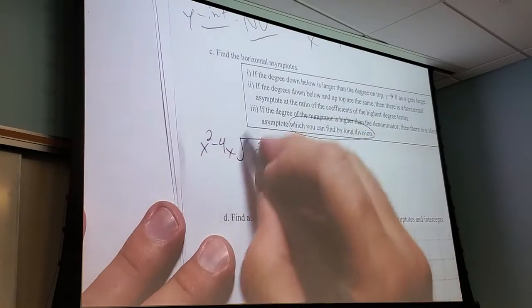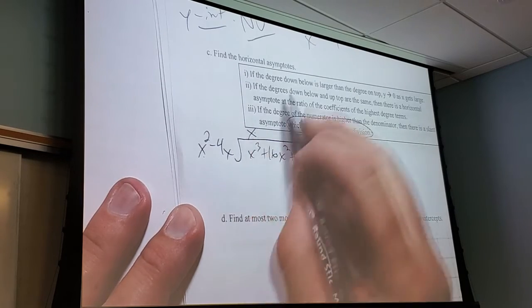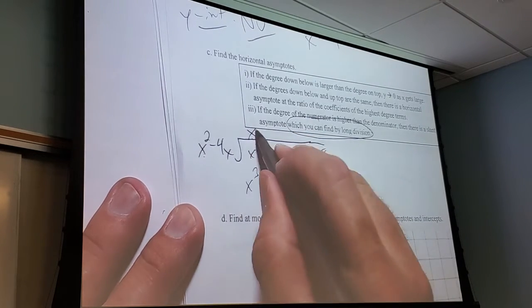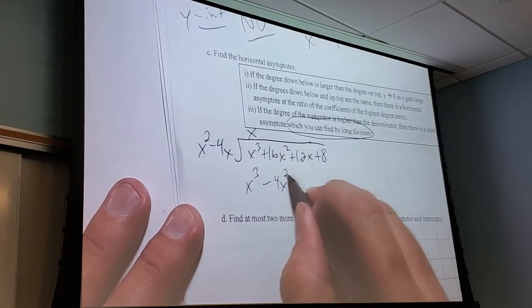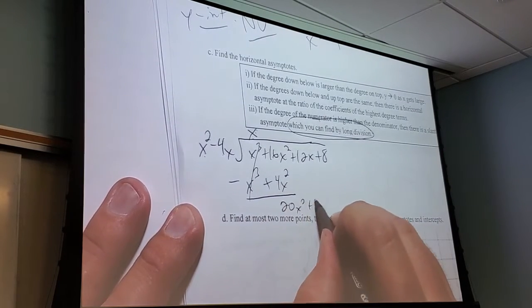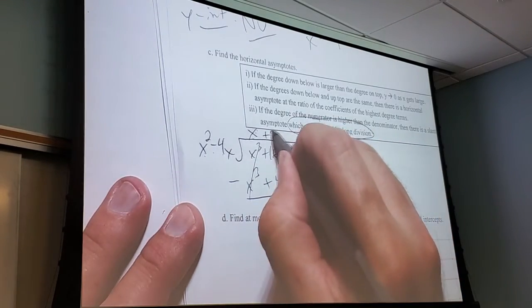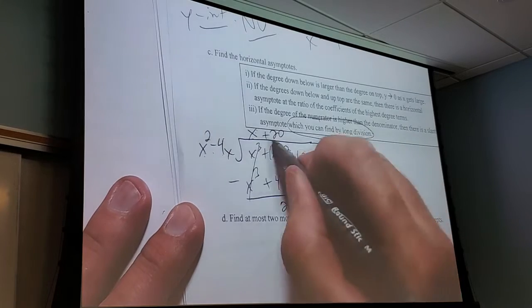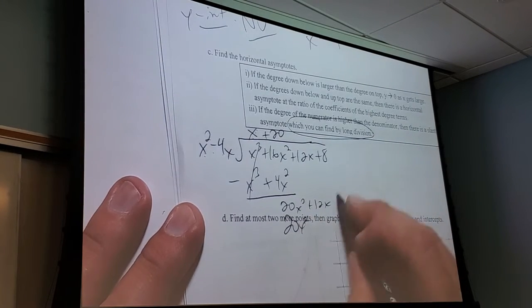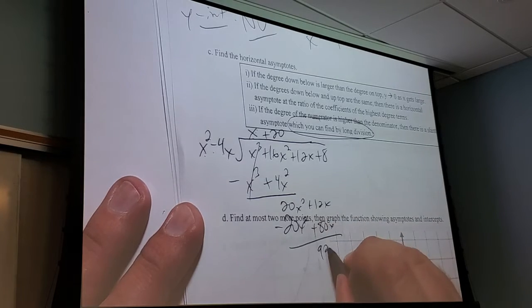All right, let me catch up to you guys. x squared times what is x cubed? x times x squared is x cubed. x times negative 4x is negative 4x squared. Change the signs. 10x squared plus 12x. x squared times what is 20x squared? 20.